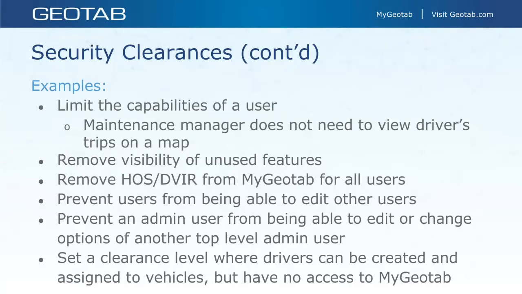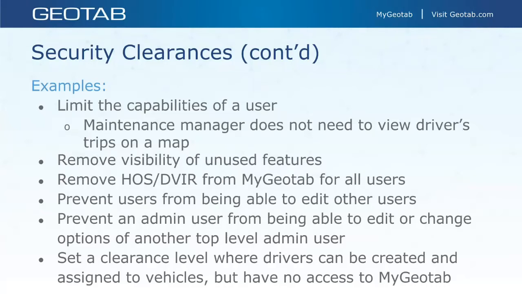And the reason that we have these different security clearances, again, some different examples of why you would want to use this. So number one, you want to limit the capabilities of a specific user or a group of users. Maybe your maintenance manager doesn't need to view drivers' trips on a map and shouldn't be concerned with it, and you can remove that feature for them. Remove visibility of unused features. Remove HOS or DVIR from My GeoTab for all users.